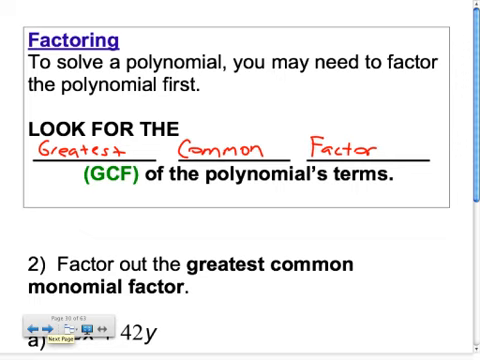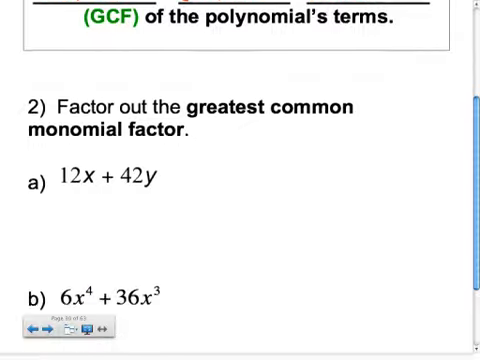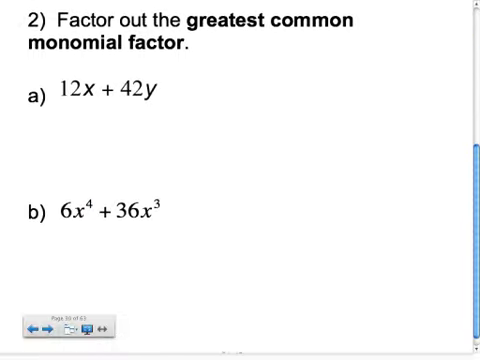So the first couple examples we're going to look at here now are very simply just factoring out the greatest common factor. That's it. We're not going to mess with anything else. We're not going to try to solve anything yet. We're going to get there. All we're trying to do is factor out the greatest common factor.